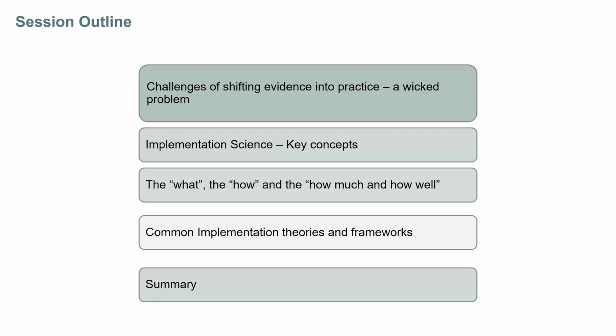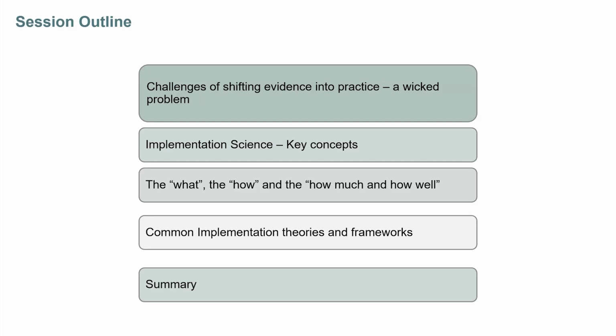I just want to talk briefly about what the challenges of shifting evidence into practice are, and some key concepts in implementation science, what I refer to as the how much and the how well. I'll also cover some common implementation theories and frameworks that can help you, particularly when you're trying to understand the context within which you're working, when shifting evidence into practice within contexts that have quite specific needs and a lot of competing factors as well.